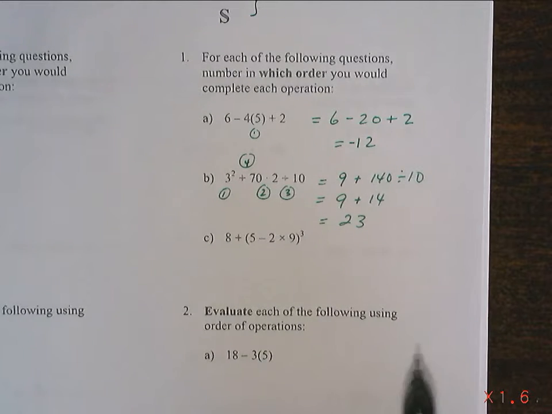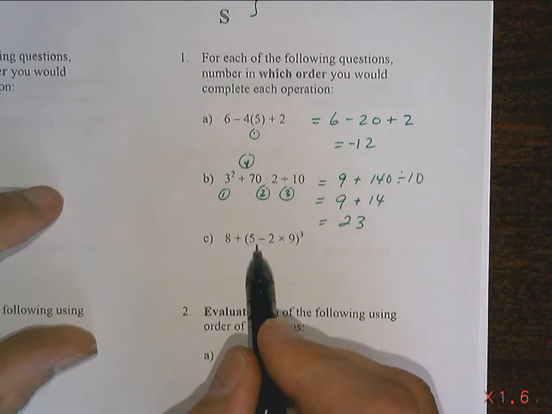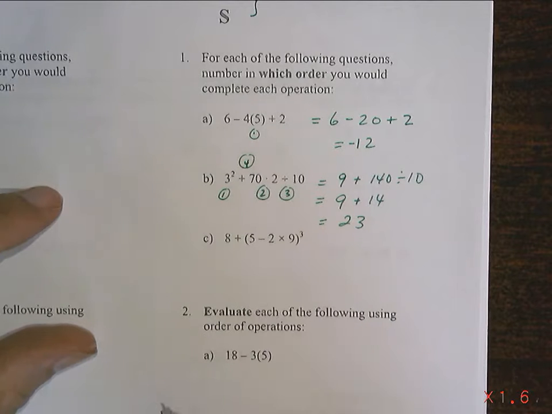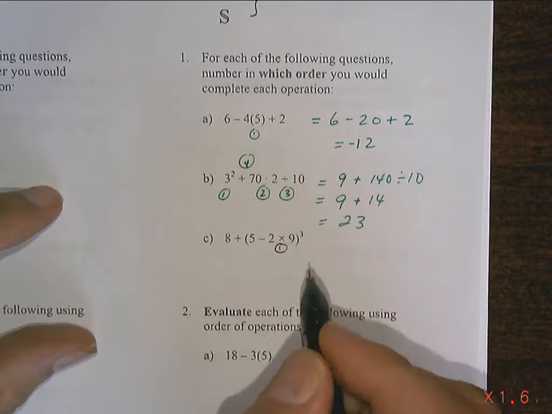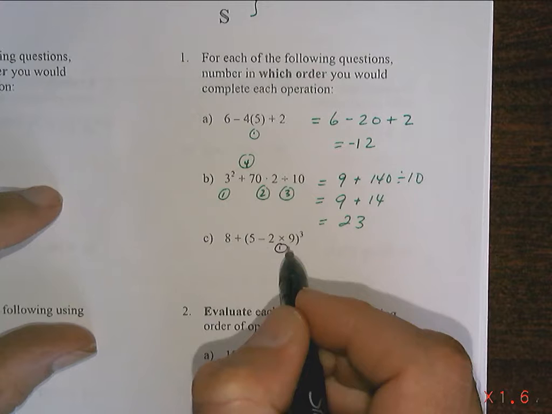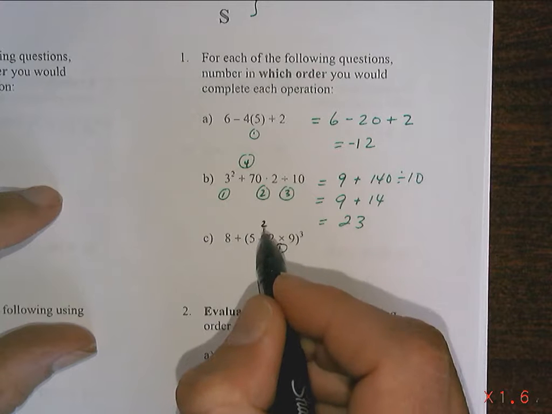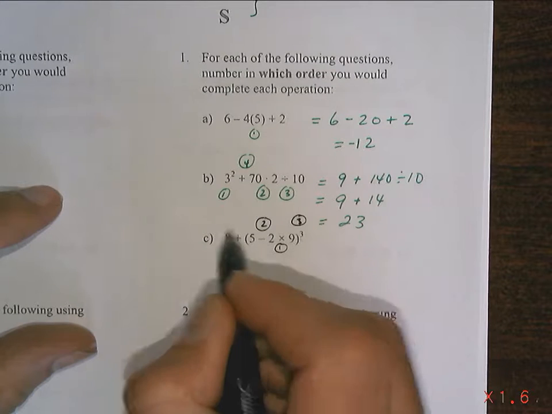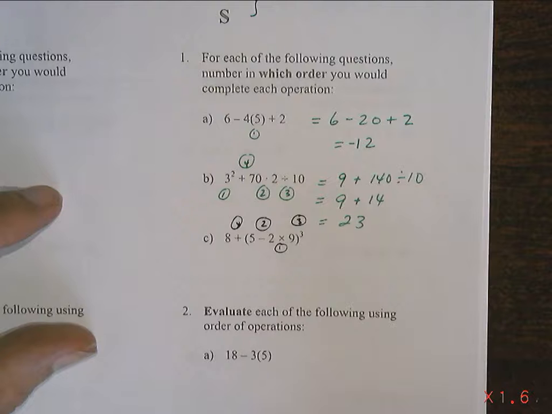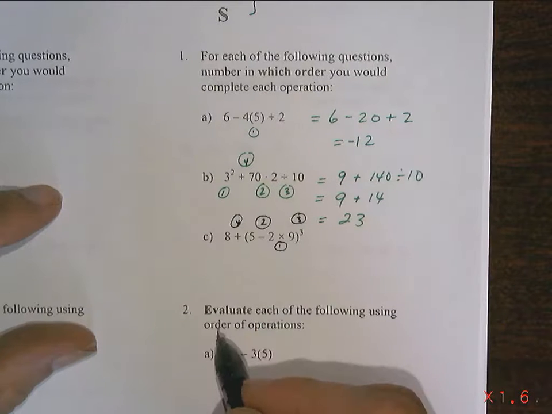All right, so now we go inside the brackets. We do what's inside the brackets first. I've got 5 minus 2 times 9, so I'm going to do the multiplication first. Then, believe it or not, I'm going to do the subtraction because it's inside the brackets. And then I'm going to do the exponents. And then I'm going to do the addition. So it's going to look like this. 2 times 9 is 18.